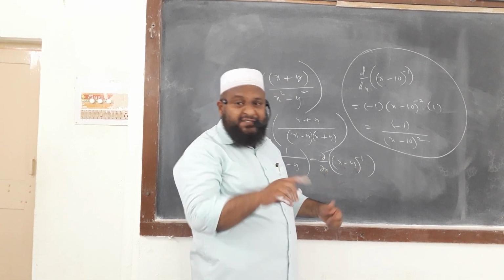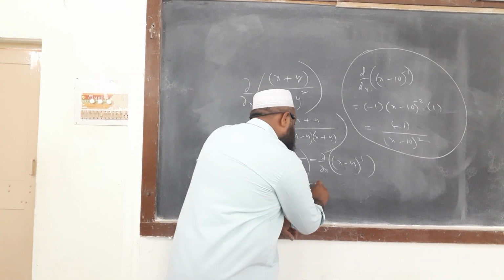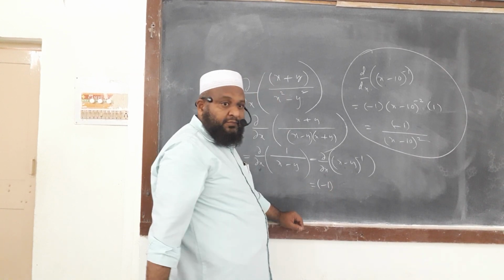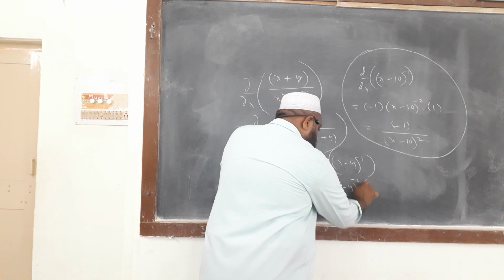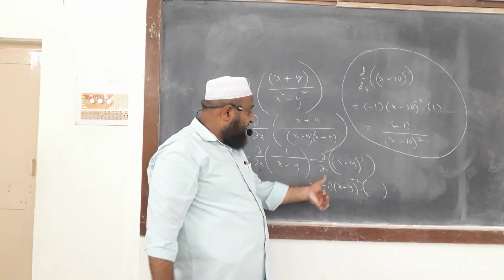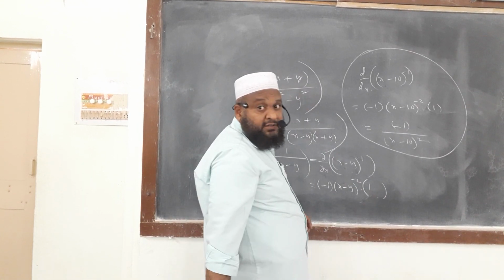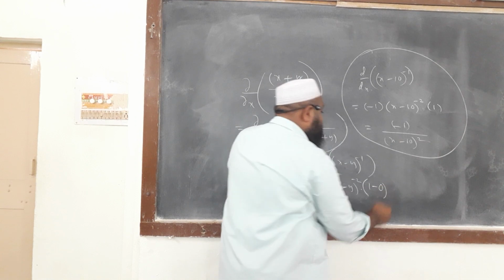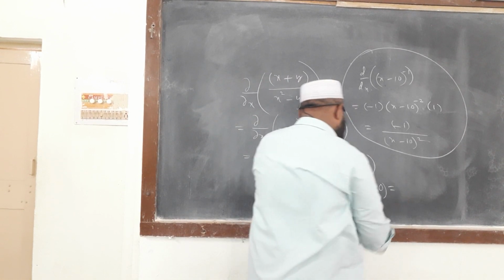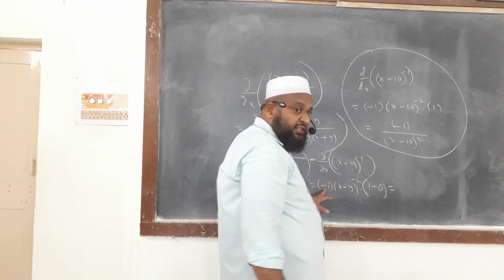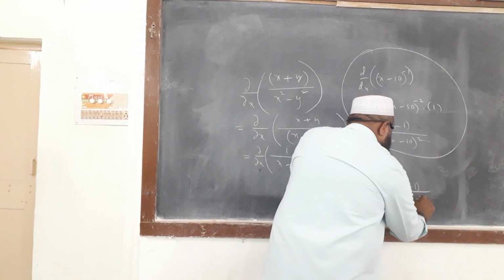Dou by dou x means y is treated constant. So what will be the value of this one? That is minus 1 into x minus y whole to the power of minus 2 into derivative of x minus y with respect to x. Derivative of x is 1 minus derivative of y is 0 with respect to x, y is constant, pure constant. So it will be equal to 1 into minus 1, that is minus 1. So minus 1 by x minus y whole square.